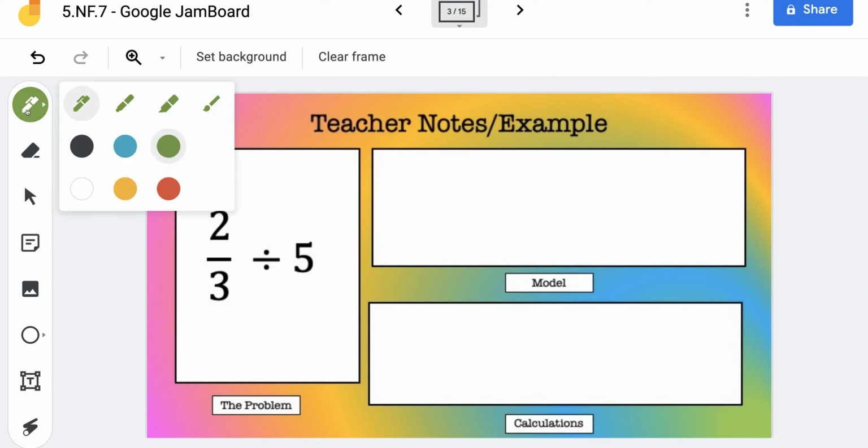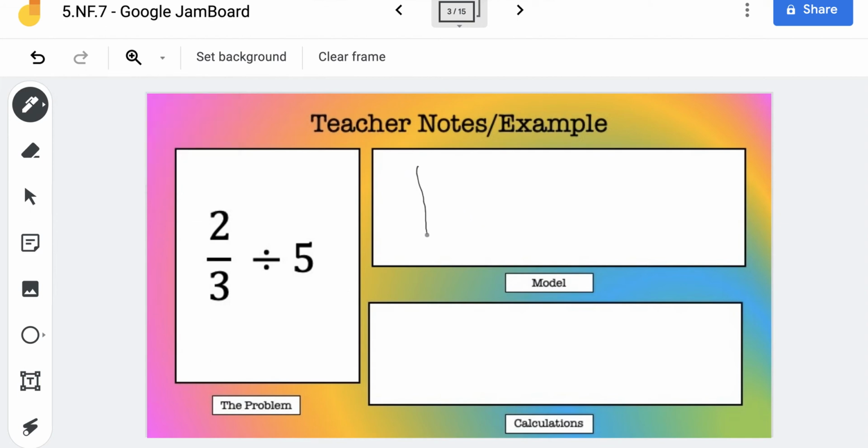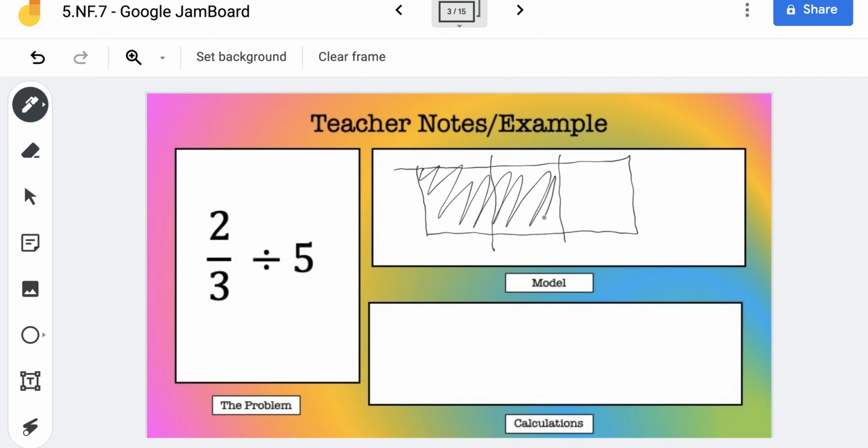So again, come over here and let's start with a color. I'm going to use black. Okay. So this is going to look a little bit different, but let's make one long piece like this. All right. And we need to first make that into 2/3. So we're going to divide it into thirds, just like this. Okay. So we're going to focus just first on the 2/3. So I'm going to color in the first 2 blocks just like this. All right. So that's going to represent our 2/3.